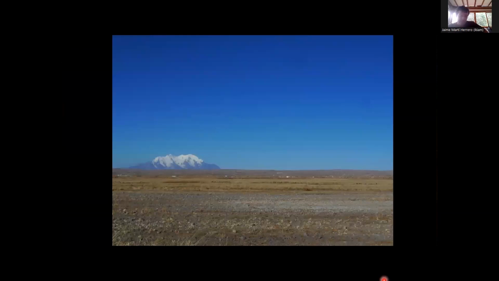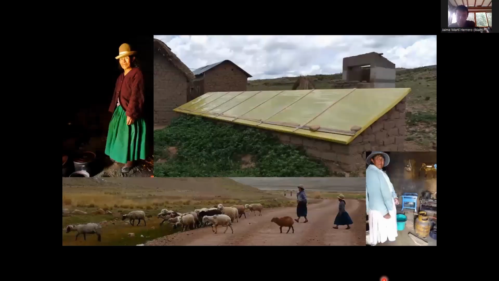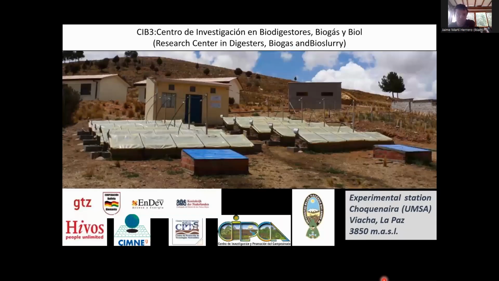One of the challenging things was to work in these highlands in Bolivia. This is the highland, called the Altiplano. It is very flat, but you are at 4,000 meters above sea level. Here most of the people are Aymara people, indigenous people in very poor conditions, but there are a lot of people there who own sheep or cows. So we can take the manure from these animals and produce biogas, for example.